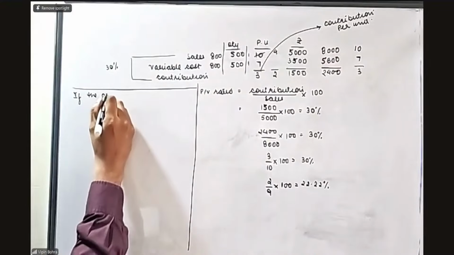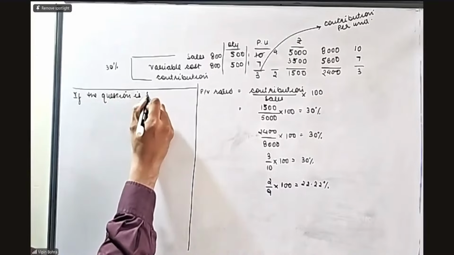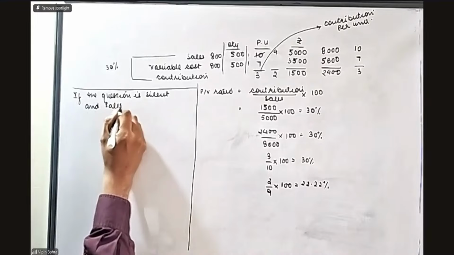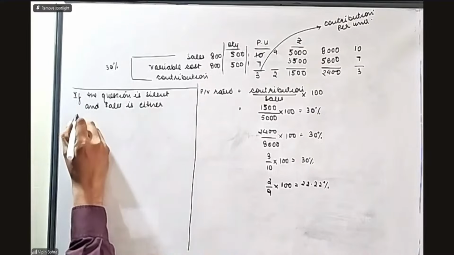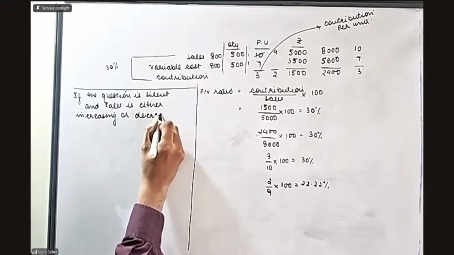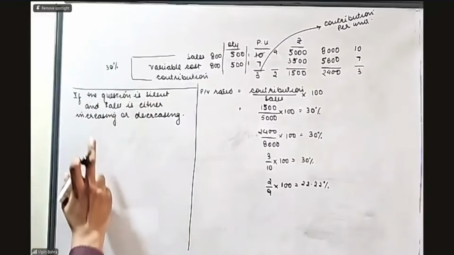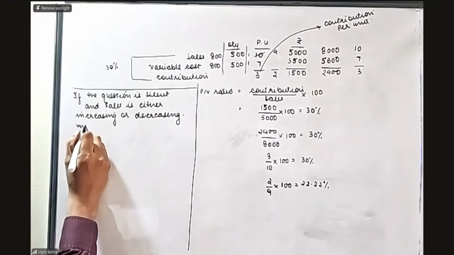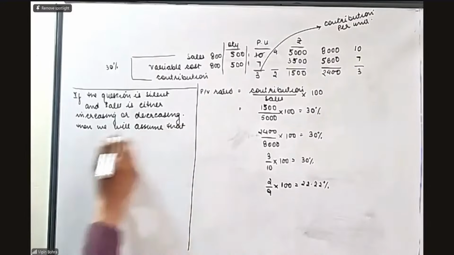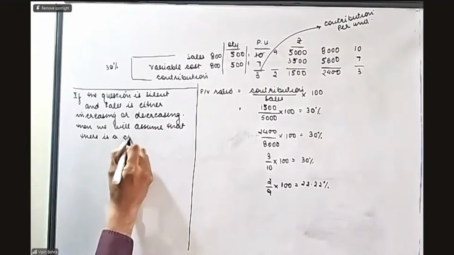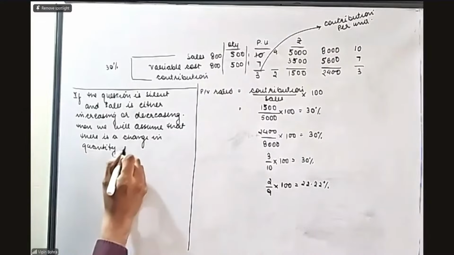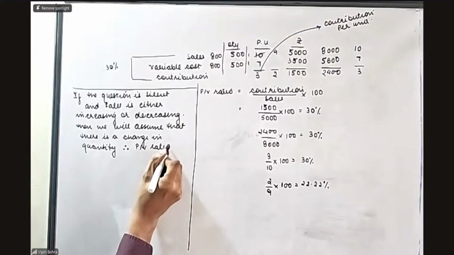If the question is silent and sales is either increasing or decreasing, then we will assume that there is a change in quantity. Therefore, PV ratio will remain unchanged.